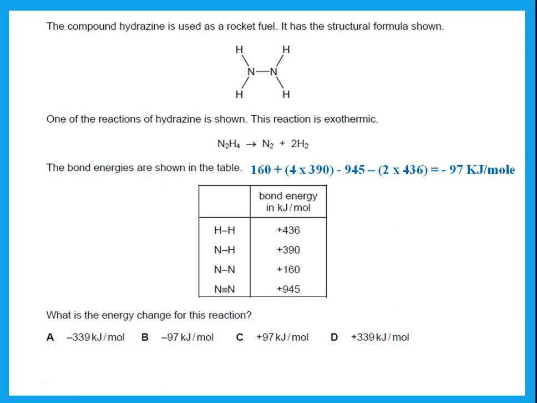Now, plus 2 H2 bonds, so that means I have 2 of the HH bonds, and that means I have 2 times 436. So when you add all of this up, it comes out to be minus 97 kilojoule per mole. Were you able to get that? You should be able to get that. Please concentrate on finding the correct number of bonds for each one.